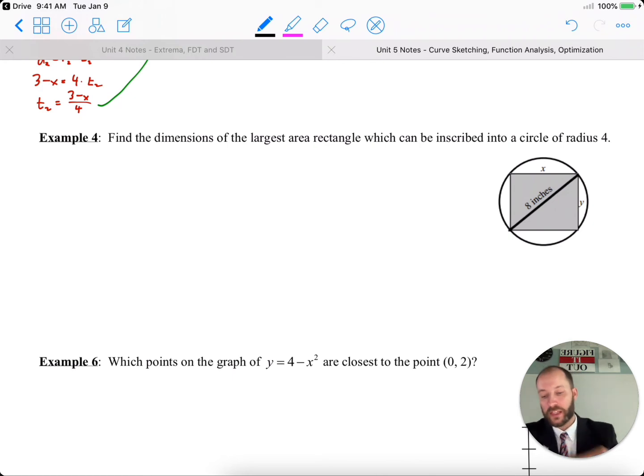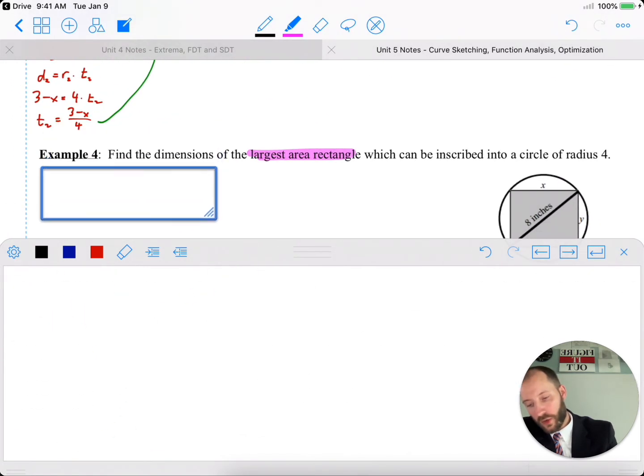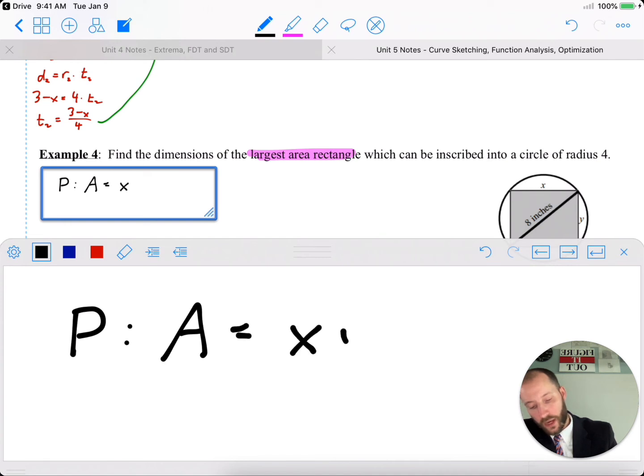Example 4, find the dimensions of the largest area rectangle. So that's our optimization, the area. Let's go primary. Look at the area, so A equals x, y.